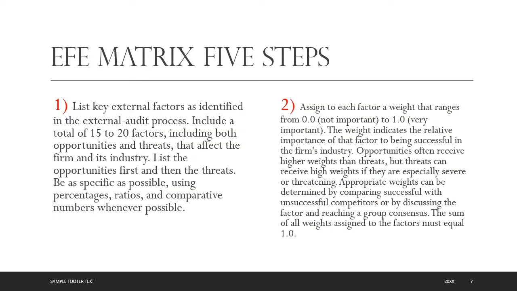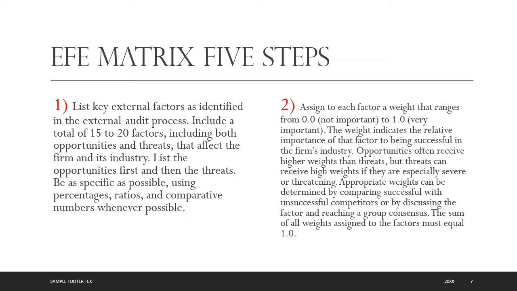The first step is we list key external factors as identified in the external audit process. We include a total of 15 to 20 factors, including both opportunities and threats that affect the firm and its industry. Now we list the opportunities first and then the threats. We have to be as specific as possible, using percentages, ratios, and comparative numbers whenever possible. As Edward Deming said, "In God we trust, everyone else bring data."